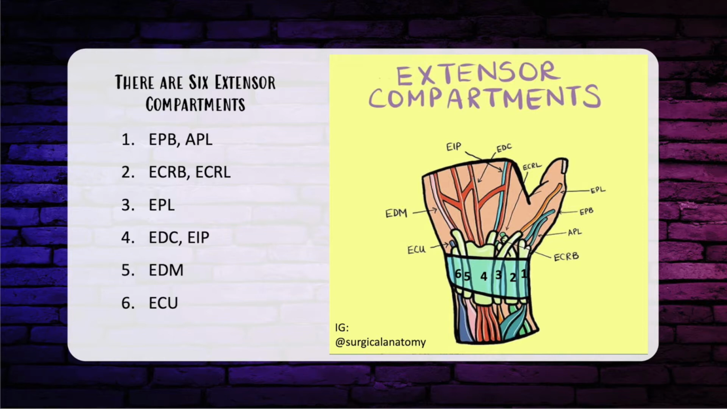Between compartments 2 and 3 is Lister's tubercle, which is clinically relevant because sometimes Lister's tubercle can cause tendinitis of the EPL. And with distal radius fractures, it can actually cause a rupture of the EPL.